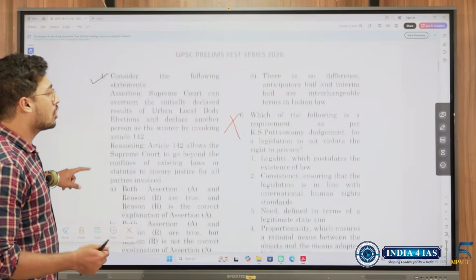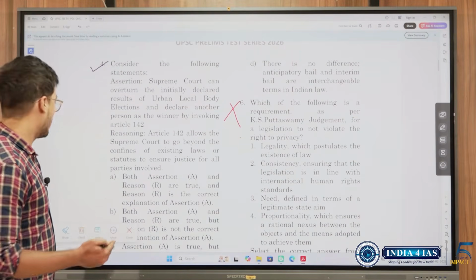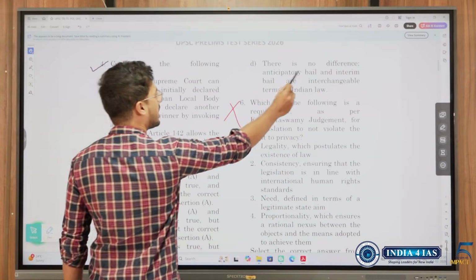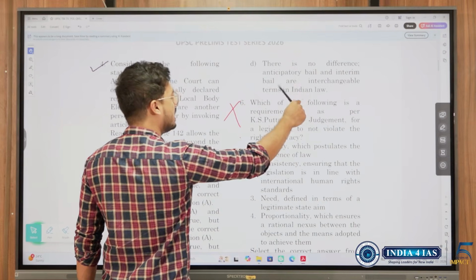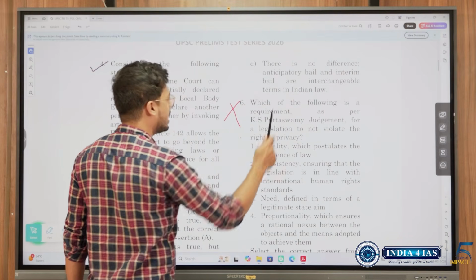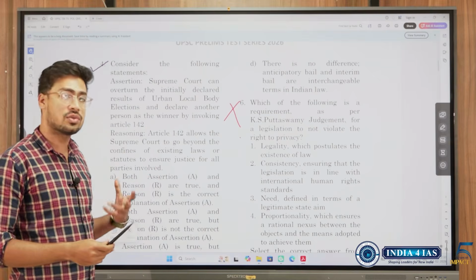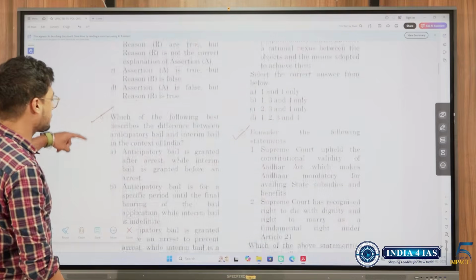So if you did not know anything in this question, then it was better meant to be left, but see a few of the statements here. For example, there is no difference in anticipatory bail and interim bail, and they are interchangeably used terms in Indian law. See, they want you to take it as wrong, and that is why the statement is given. So D, you can eliminate.